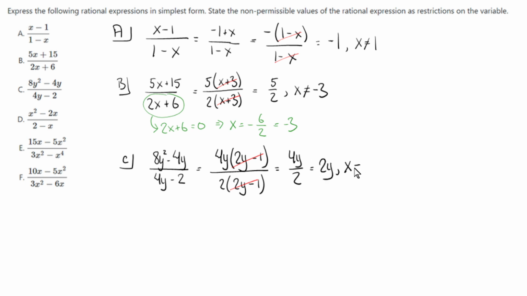And then we need to identify the non-permissible values. So again, we go back to the beginning and pull out this denominator, set it equal to 0, and then solve for y. So we add 2 to both sides and divide by 4. So y equals 2 over 4, which can be reduced down to 1 over 2. So the restriction here is going to be that y cannot equal 1 over 2.